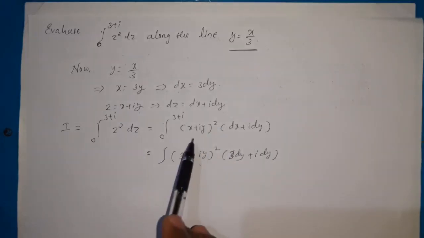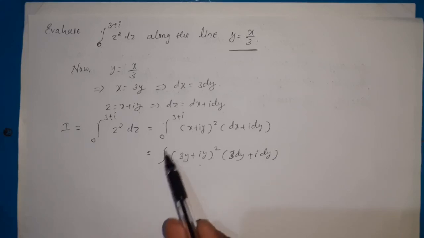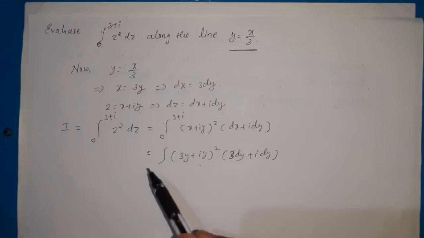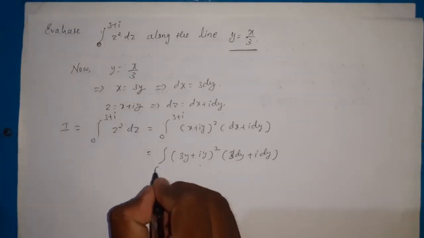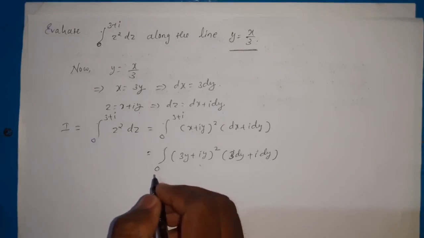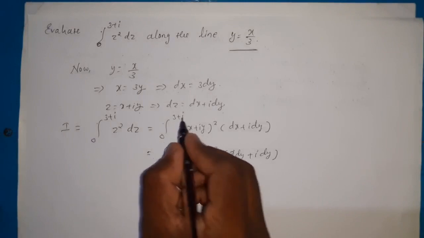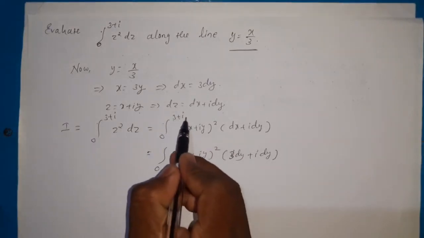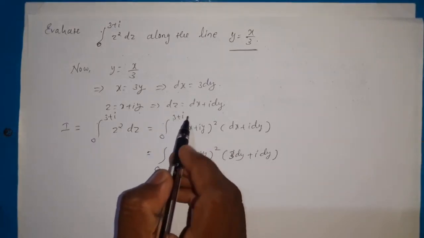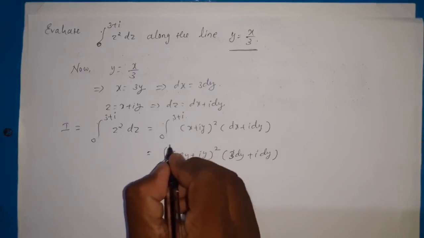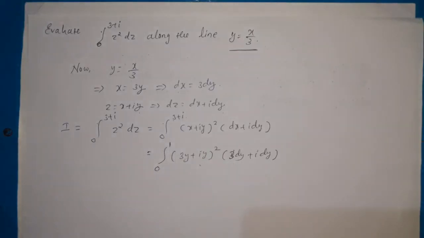Since we have eliminated x, the limits must be considered only for y. In the lower limit the value of y is 0, and in the upper limit it is 3 plus i, meaning the real part is 3 and the imaginary part is 1. The imaginary part is nothing but y, so the value of y is equal to 1.